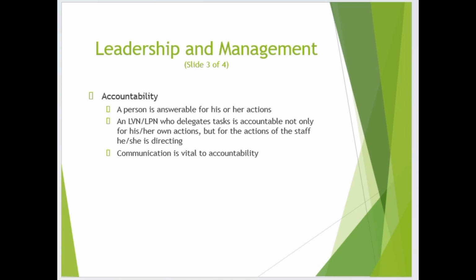So accountability: a person is answerable for his or her actions. An LPN who delegates tasks is accountable not only for his or her actions, but for the actions of the staff he or she is directing. Communication is vital to accountability. So once again, it comes back to those rights. The right communication.